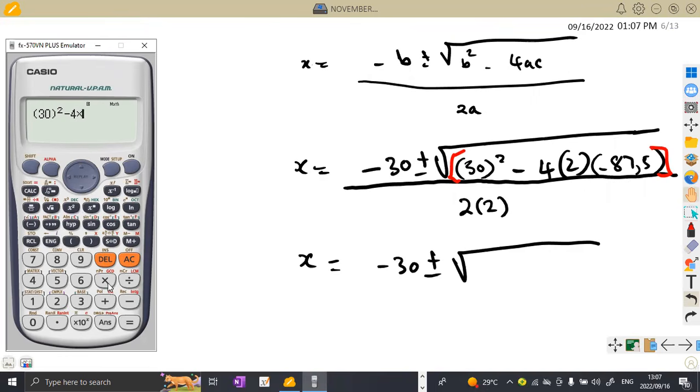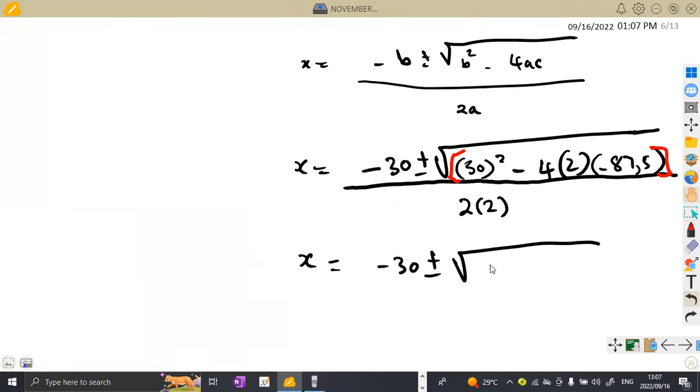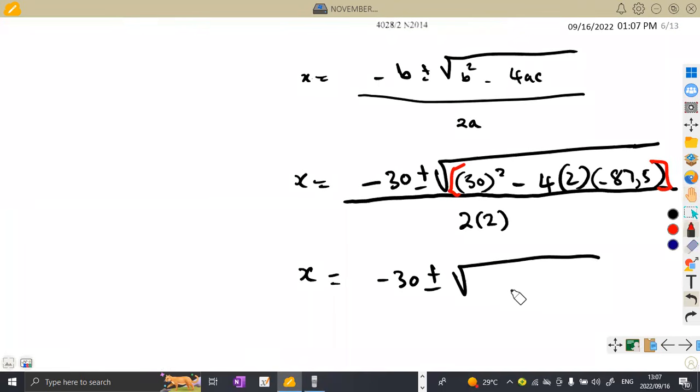So it's 4 times 2 times negative. This is the negative that you use, not the minus, but the one for sign. So it's negative 87.5. That's what you're going to obtain, which is 1,600. So you're going to obtain 1,600 here. All right, that's 1,600. Everything over 2 times 2, which is 4.